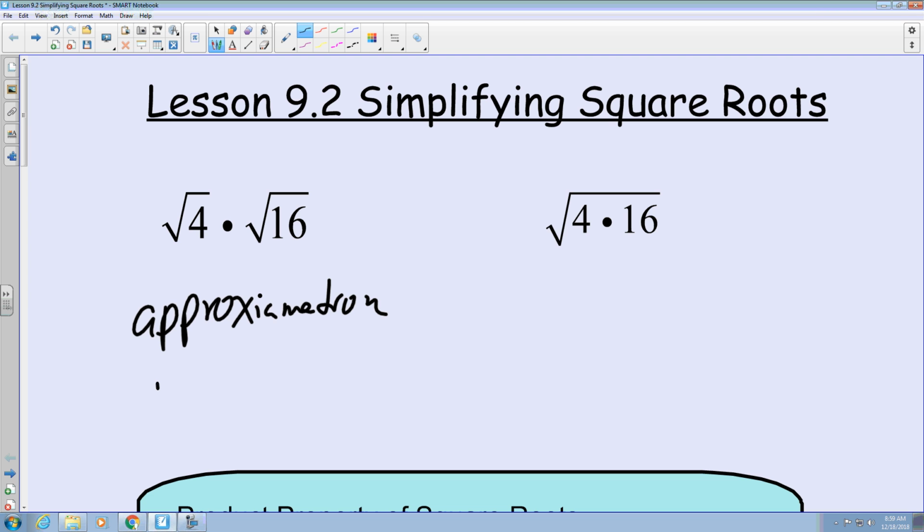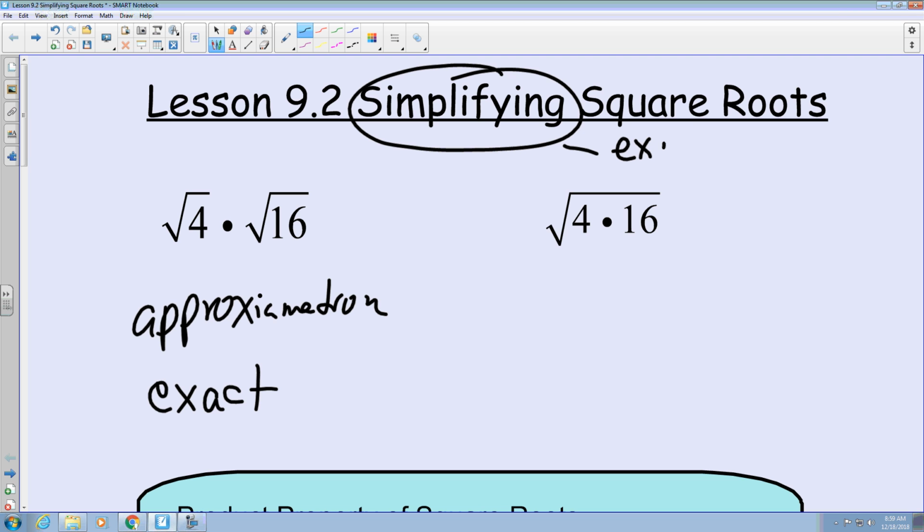Or we want to find the exact value, because sometimes we will have values inside the square root where if you were to type them in your calculator, you would get a non-terminating, non-repeating decimal, which is an irrational number. If you try to write it as a decimal, you wouldn't get the exact value you would get in an approximation. So when it comes to simplifying today, we are looking for the exact value.